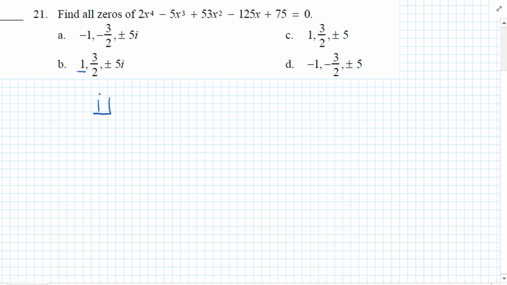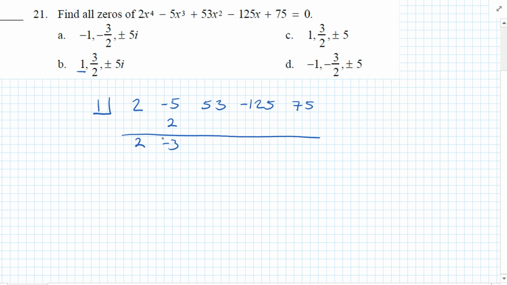So since we have a 1 there, we'll try that one. So let's use synthetic division. So my terms would be 2, negative 5, 53, negative 125, and 75. So let's make sure we do our work properly. Drop my first term, 2. 2 times 1 is 2. Do the difference here. I don't know if we're going to get big enough fast enough. Let's see. Negative 5 plus 2 is negative 3.